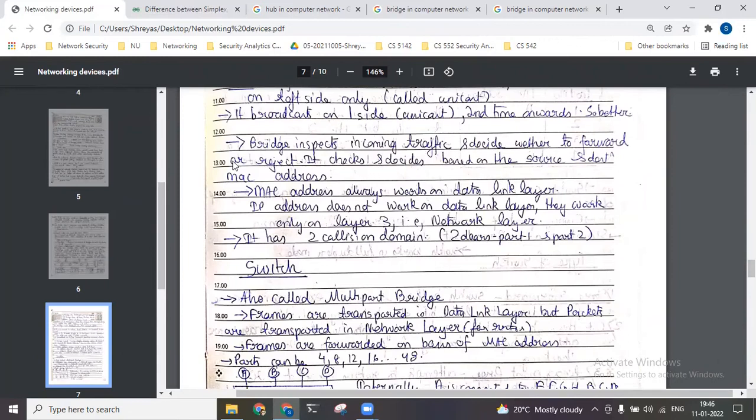Okay, and another thing to note here is that a bridge inspects the incoming traffic and then decides whether to forward or reject. It also has this capability. It can check and decide based on the source and destination MAC addresses. These MAC addresses always work on the data link layer, which comes just above the physical layer. IP addresses do not work on the data link layer. They work on the layer above the data link layer.